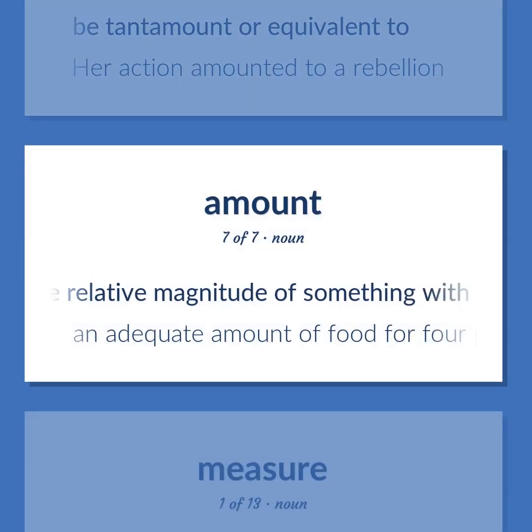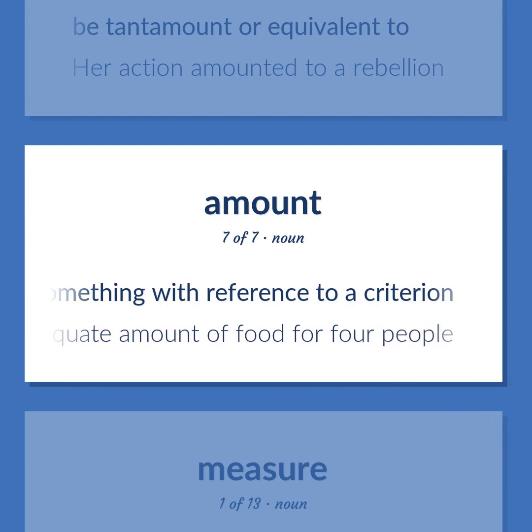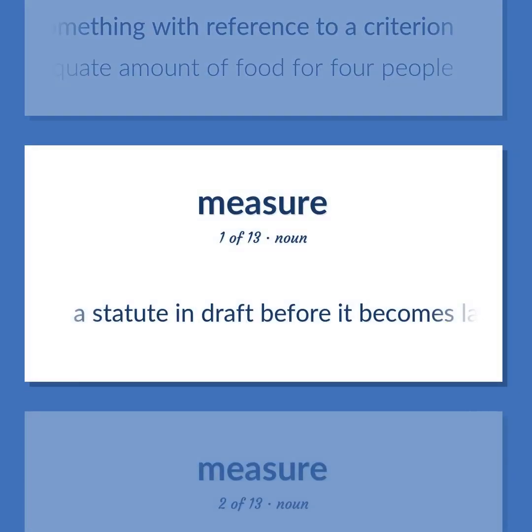The relative magnitude of something with reference to a criterion. An adequate amount of food for 4 people. A statute in draft before it becomes law.